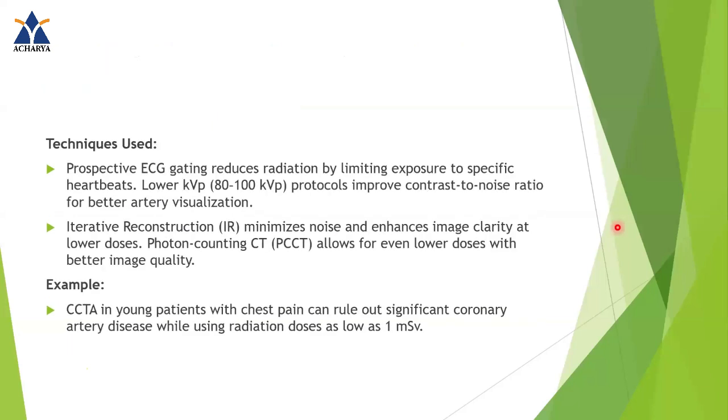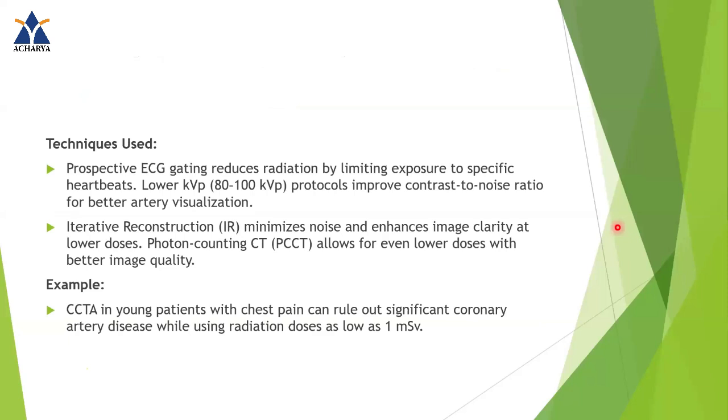So, how to reduce the radiation dose? There are two different techniques of ECG gating. Retrospective gating uses a higher amount of radiation, whereas prospective ECG gating uses a low amount of radiation because exposure is only done during the particular cycle of the ECG wave. When the ECG wave is at one particular point, only for that duration the exposure is done, so it reduces the radiation dose to the patient.